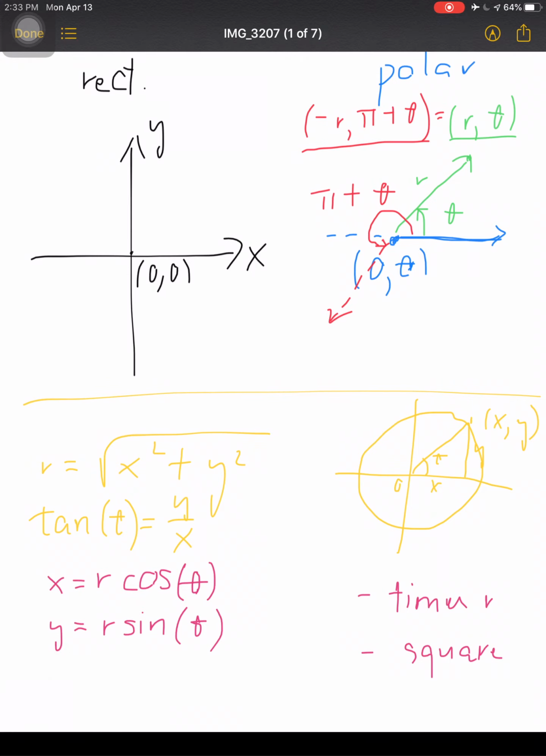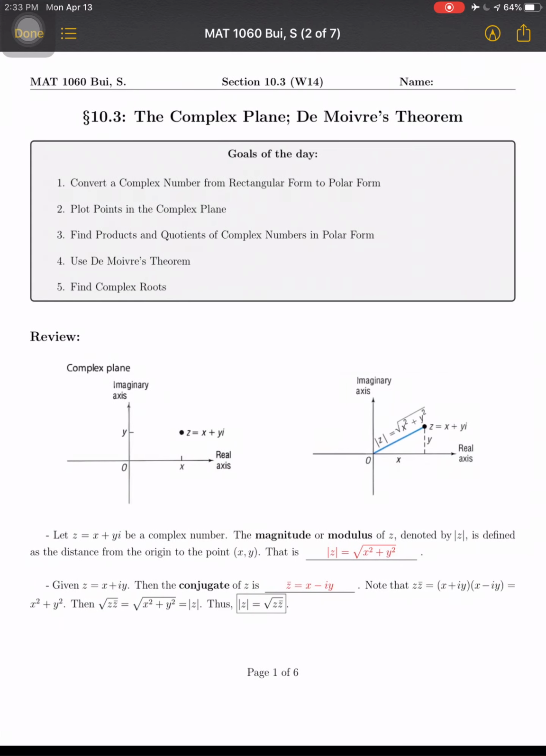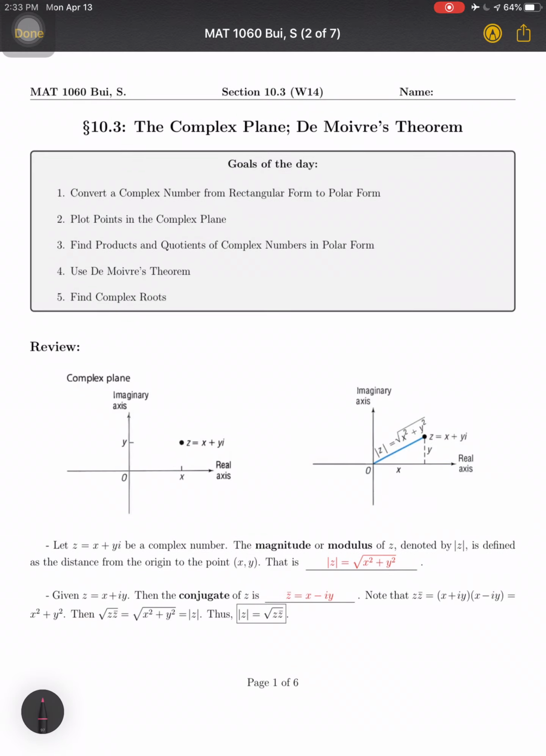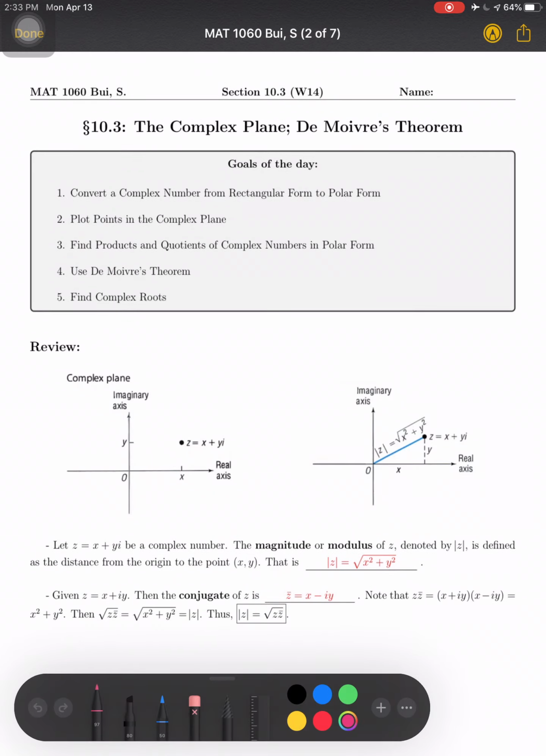And let's talk about today's lesson. Today we'll talk about the complex plane, which is similar to our XY plane. A complex plane has a little bit of the XY plane or rectangular coordinates, and it also has a little bit of the flavor of polar coordinates. That's why I introduced it last. This will be the last section of our trig class.